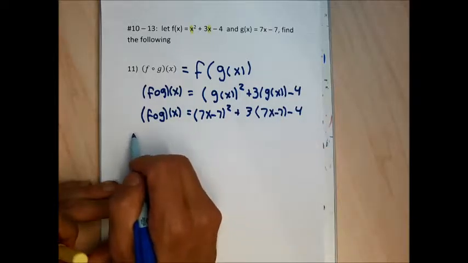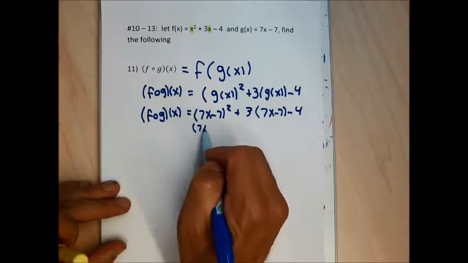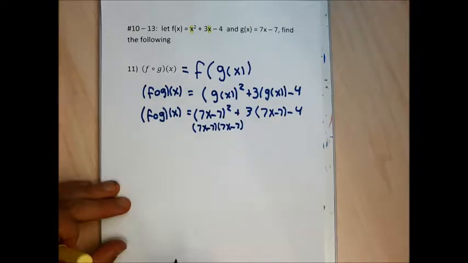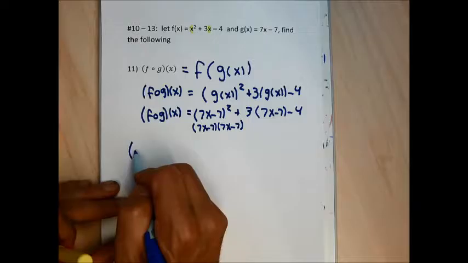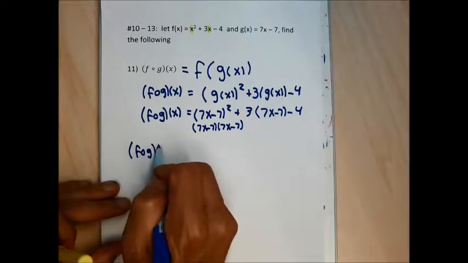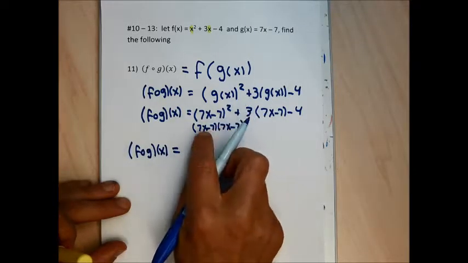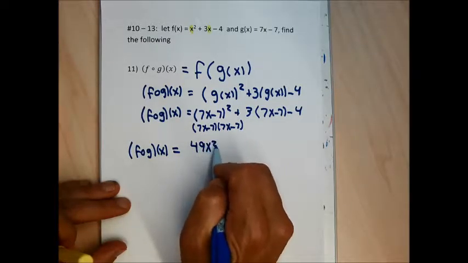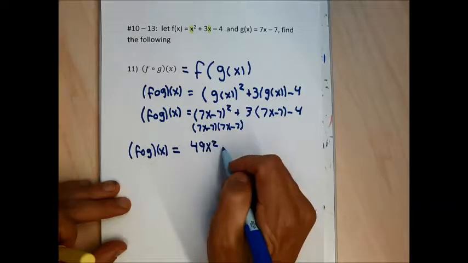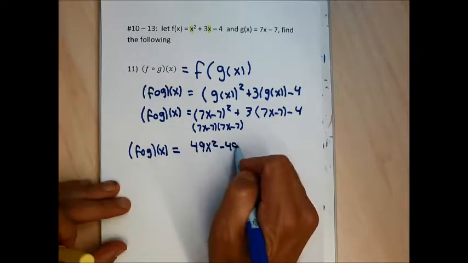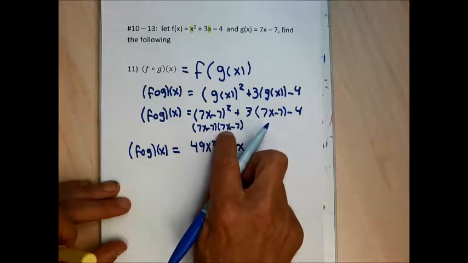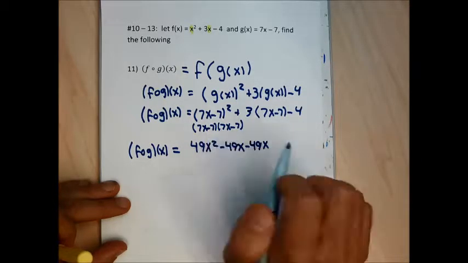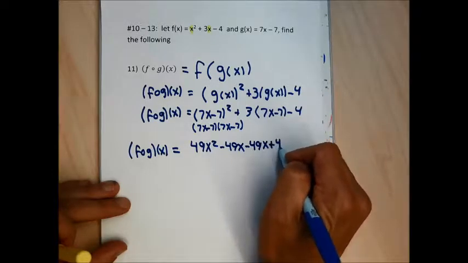And now I'm going to simplify this. The first simplifying I'm going to do is the 7x minus 7 squared, and I'm going to do that by foiling, writing it as 7x minus 7 times 7x minus 7. So I'm going to get f composed with g of x equals, and I'll do firsts, 7x times 7x is 49x squared. Outers, 7x times minus 7 is minus 49x. Inners, minus 7 times 7x is minus 49x. And last, minus 7 times minus 7 is plus 49.